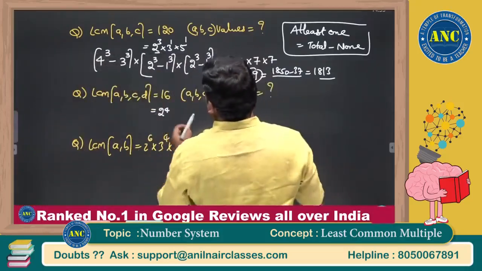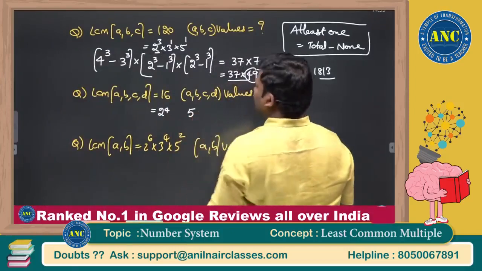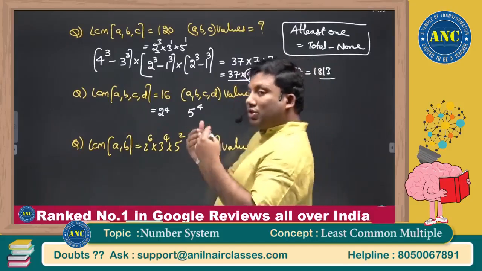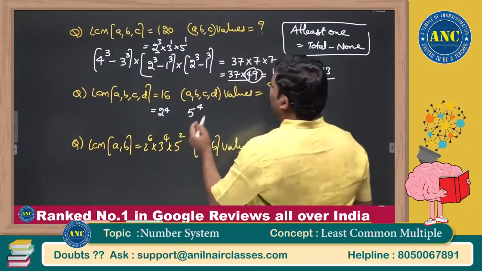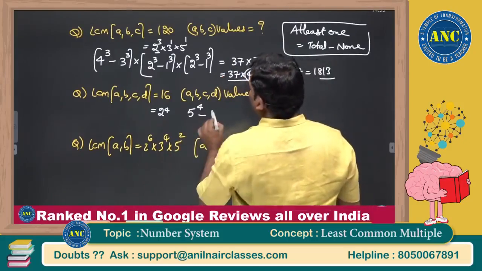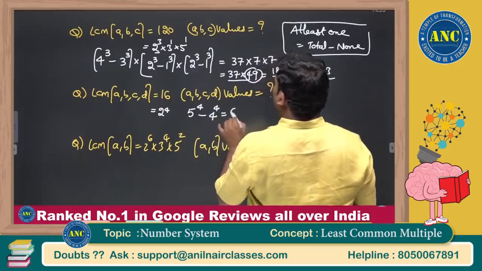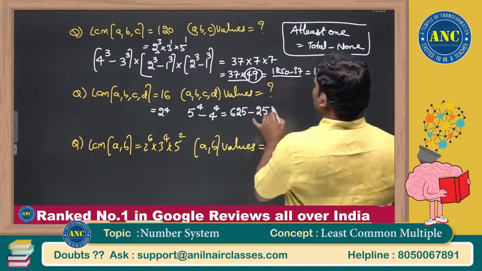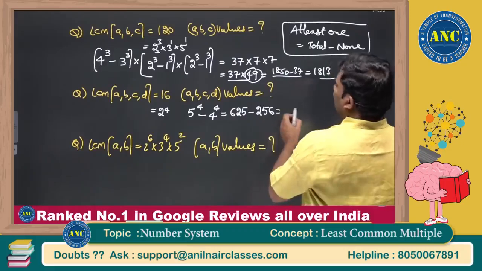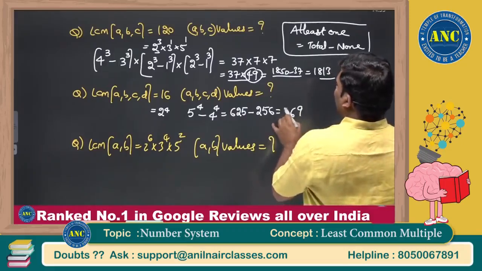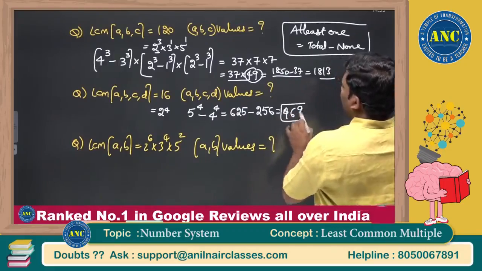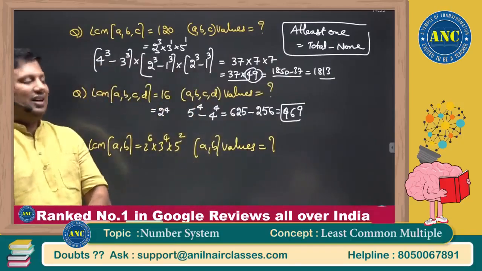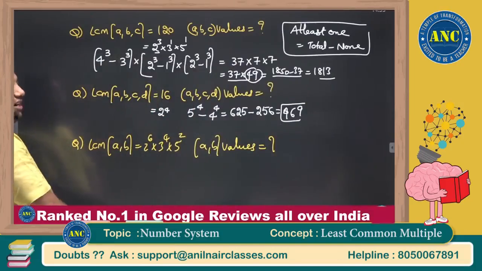Simple question. 2 power 4, total 0 to 4, 5 cases. A can take, B can take, C can take, D can take: 0 to 4, 0 to 4, 0 to 4, 0 to 4. Minus none: don't give 2 power 4, 0 to 3, 4 cases. 5 power 4 minus 4 power 4. 625 minus 256 is 369. Then 469 cases are there where LCM of A, B, C, D is 16.